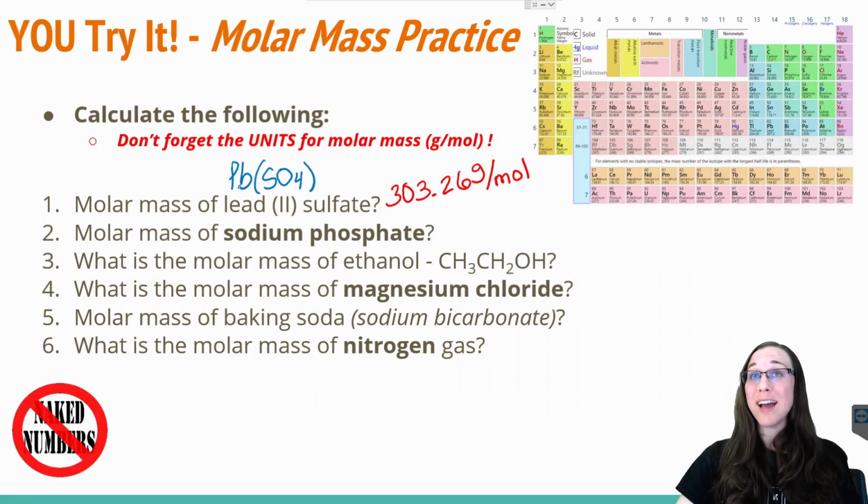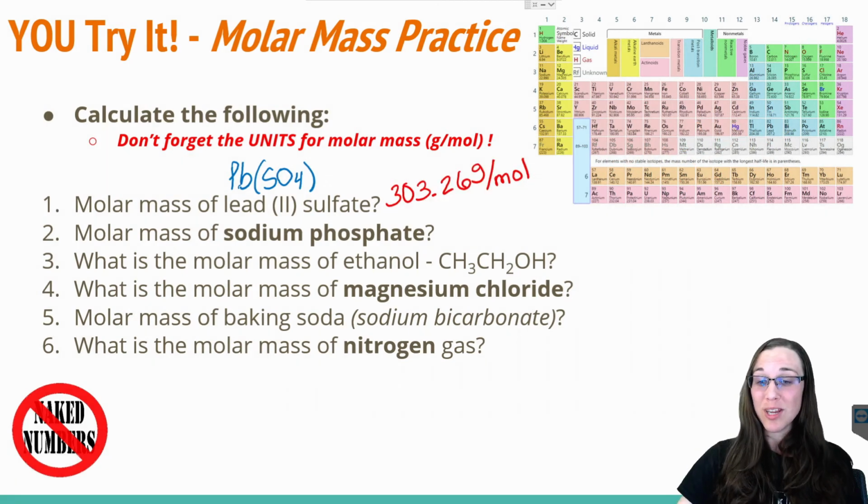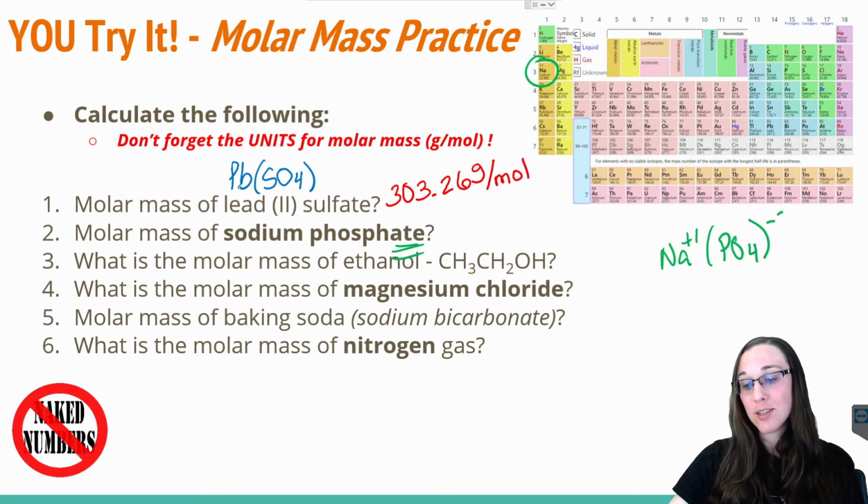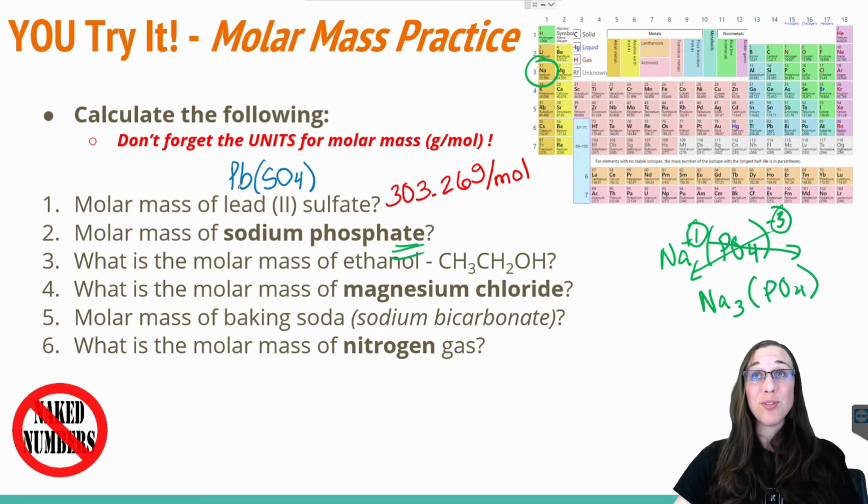How about the molar mass of sodium phosphate? Well, sodium is Na, so we're going to write our Na. And phosphate is a polyatomic ion. So we have a +1 charge for our Na since it's in the first column. And phosphate is PO4 -3 from our polyatomic ions list. We have to drop and swap those to make sure our charge is balanced, and we end up with Na3PO4. So we have 3 sodium atoms, 1 phosphorus atom, and 4 oxygen atoms.